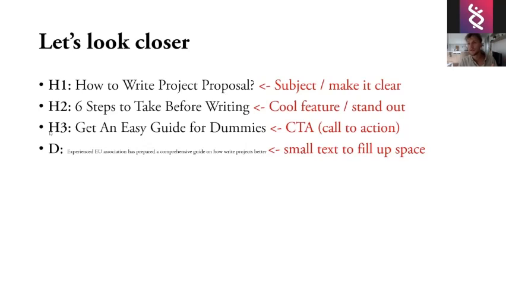Headline 3, though, it's recommended that it should be a call to action. That is, in our case, get an easy guide for dummies, or visit the website, get a guide, or get a free consultation on project writing. Some sort of action that the user should do to get the benefit. So headline 1, the subject. Headline 2, cool feature. Headline 3, call to action. And description is just small text to fill up space.